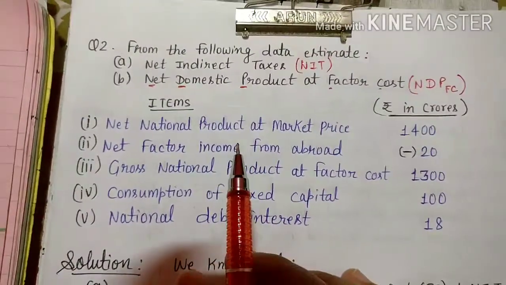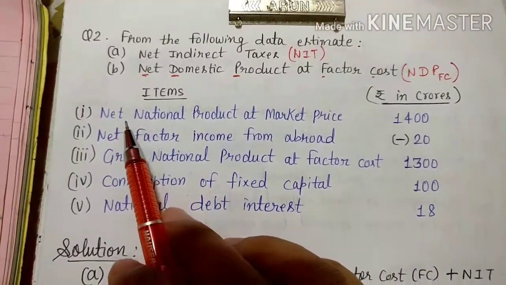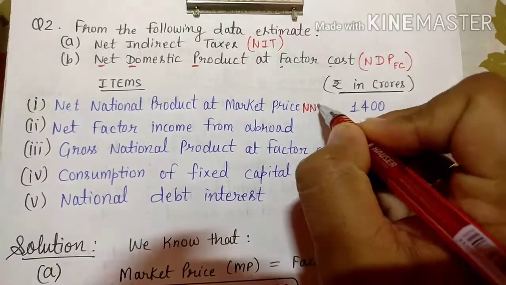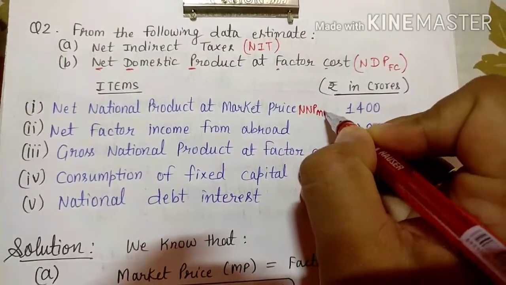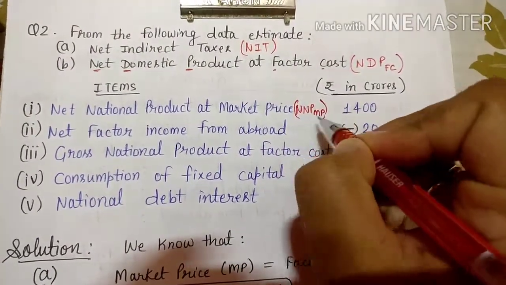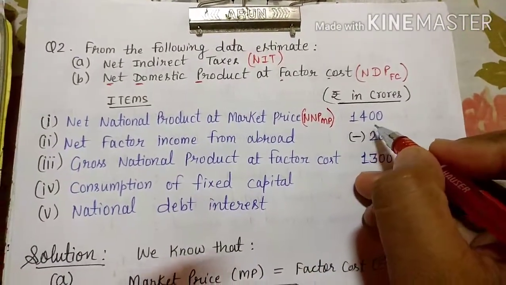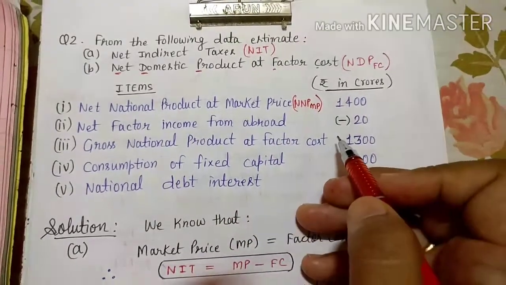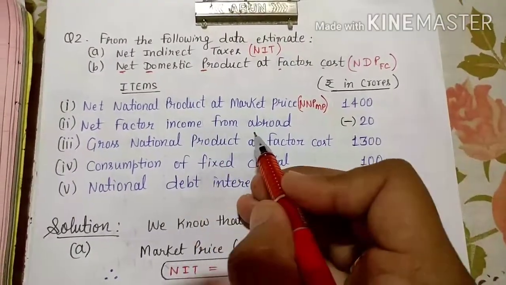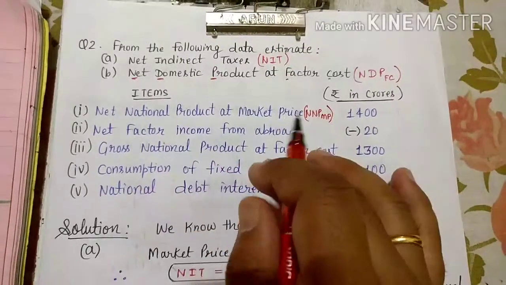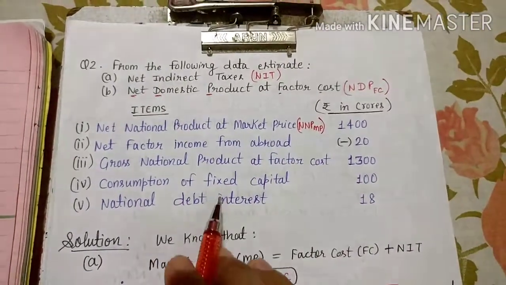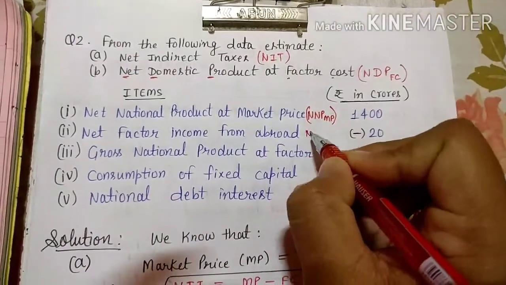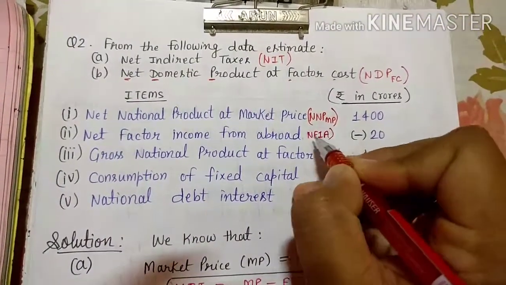First just check what items are given to us. We were given net national product, NNP at market price. What is given? Net national product at market price was given as 1400 crore. Net factor income from abroad, okay, how much? Minus 20. So it is directly given. Net factor income from abroad is not given as paid and received here, so directly it was given. So we can write NFIA.